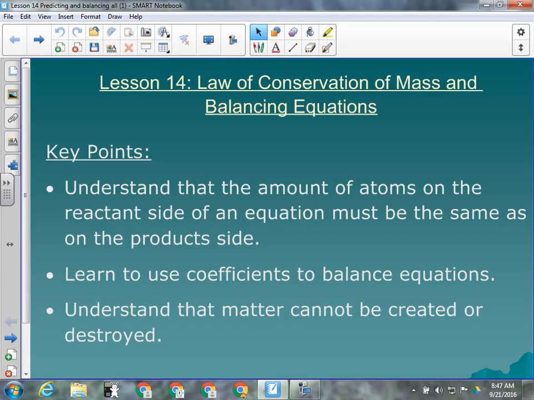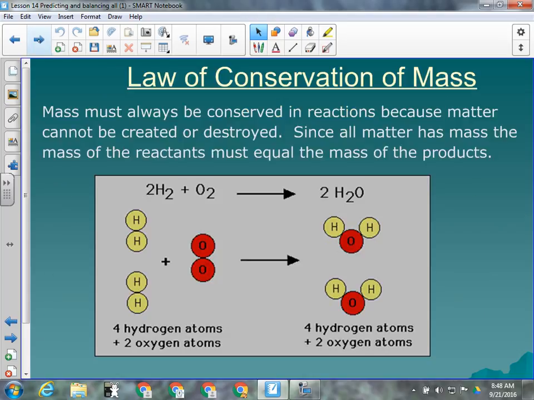Sometimes when we have time, we actually do a lab where we have a sealed container where we produce a gas in a chemical reaction. The gas gets contained, then we pop the seal and allow the gas to escape and take the mass again, and we do get a noticeably different measurement. So mass always has to be conserved in reactions because matter cannot be created or destroyed. That's the law of conservation of mass. That's an important thing for us to know.